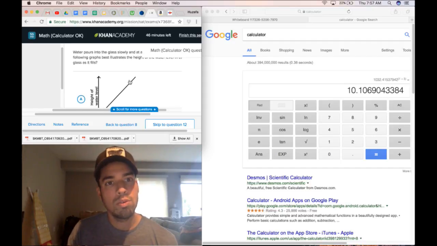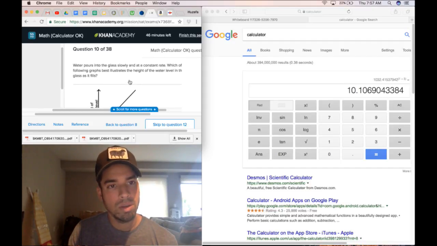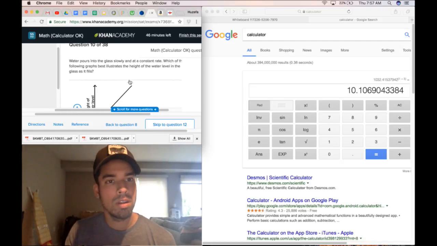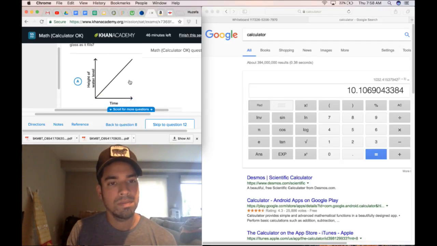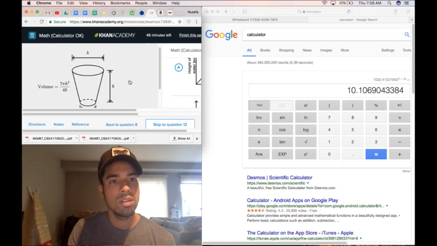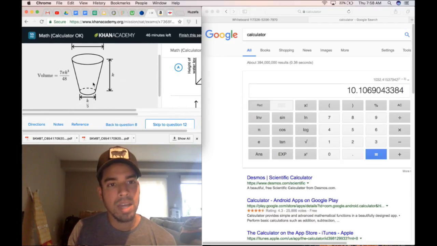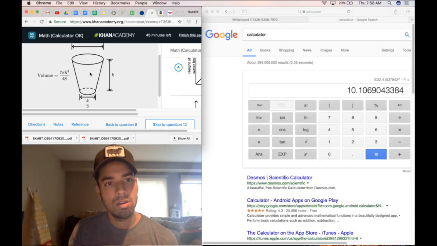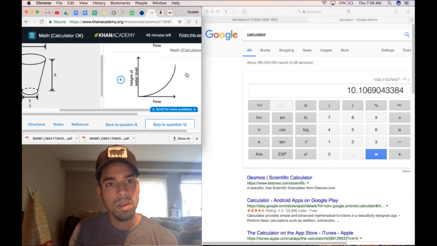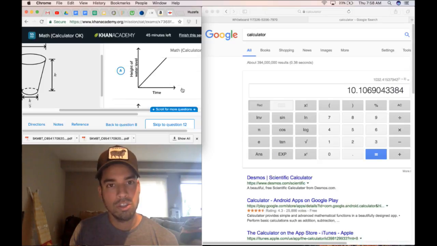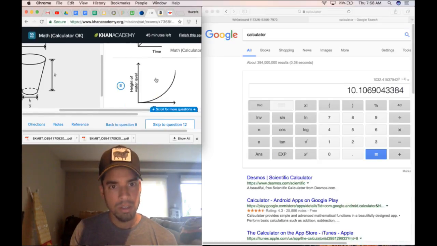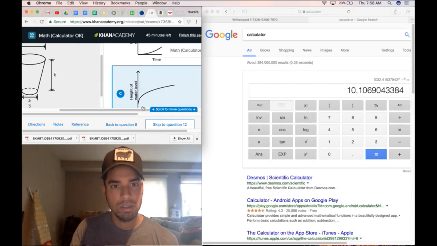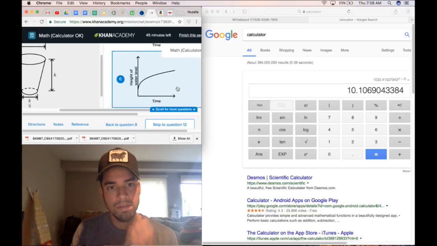Okay, now water pours in the glass slowly at a constant rate. Which of the following graphs best illustrates the height of the water level in the glass as it fills? Well, let's look at the glass. The height is going to fill up faster at the bottom because there's less area to cover, and then it's going to slow down. So it's going to start faster and then slow down. This is wrong, right? This shows an acceleration. This shows constant. That's wrong too. It's C, right? It's going to start really fast and then slow down, slow down, slow down.